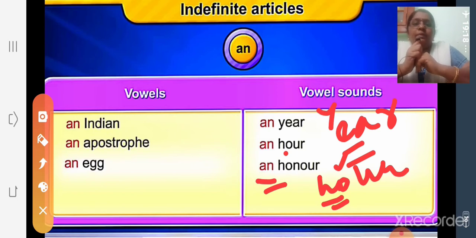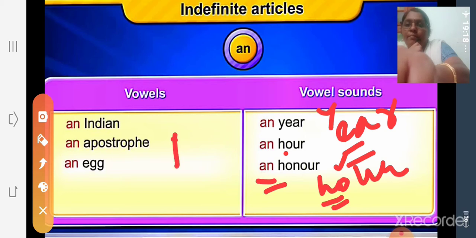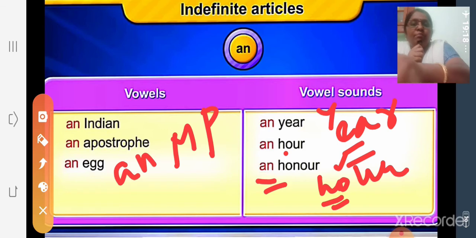Okay. Similarly, the word MP, MP എന്ന് നമ്മൾ പറയുമല്ലോ, member of parliament, MP. M is a consonant, but we usually say an MP. He is an MP. You know why? MP, an E sound is here. So that is why an MP is right.